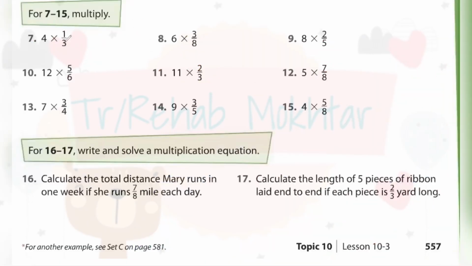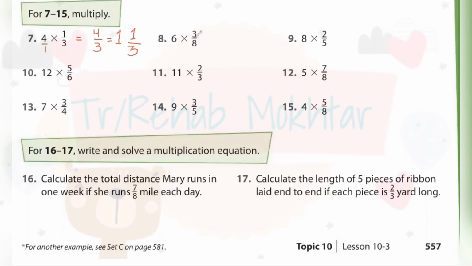Next problem. Number 7. 4 times 1 out of 3. I will multiply. 4 times 1 equals 4, and here we have 1 times 3 equals 3. What is this? Improper fraction. I will convert it into a mixed number. 4 out of 3. How many 3s in 4? Only 1. And remainder 1 out of the same denominator 3.